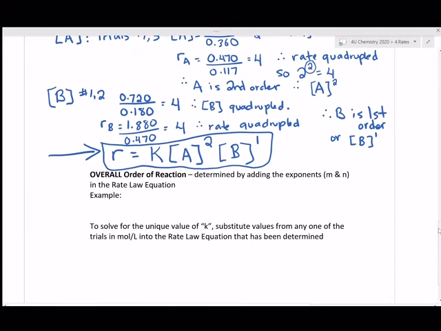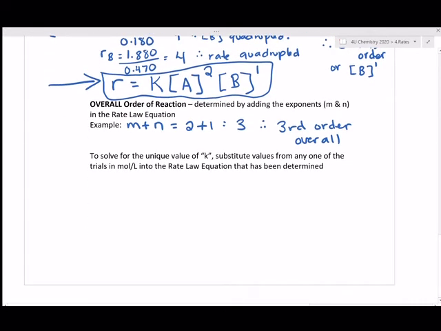Okay, so every reaction has an overall order, and it depends on how many different reactants there are. If there's only one, then your overall order will just be whatever order that reactant is. But essentially, you are just going to add up your values. So it's going to be M plus N, 2 plus 1, which is 3. So we say it's third order overall.